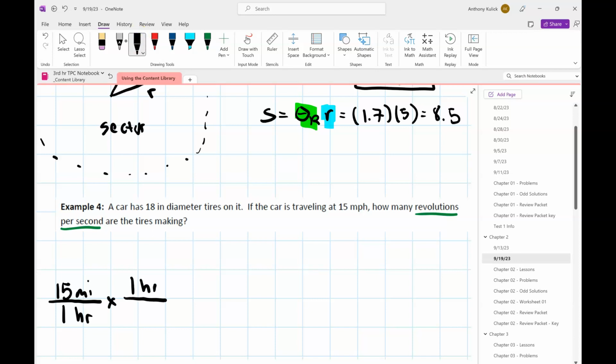I know 1 hour is 60 minutes. And then 1 minute is 60 seconds. So when I multiply through, the unit will now be in miles per second, right? Everybody's cool with how I did that part? I think it's dimensional analysis.